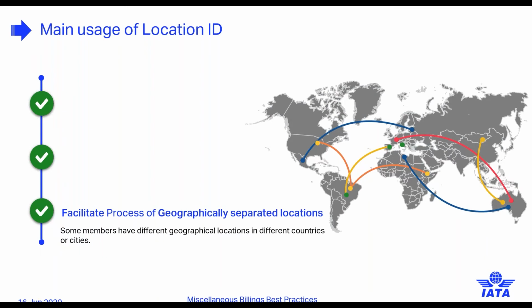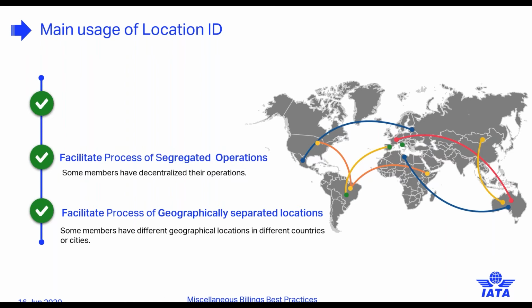So for the location IDs, the main usage is based on geography, meaning that you have an office, let's say in Paris. I'm French, so I will use that example. And you need to have the address of the local office put on the invoice. So you will create a location ID specific to Paris, so every one of your invoices will contain the correct address and the correct VAT number. Then you could have a process where you want to segregate operation.